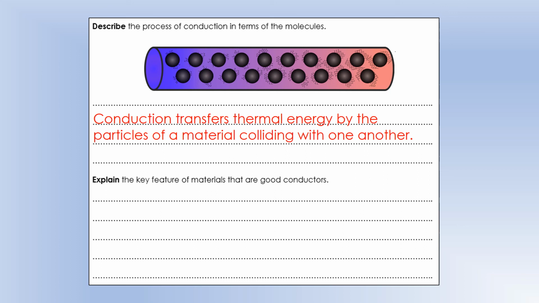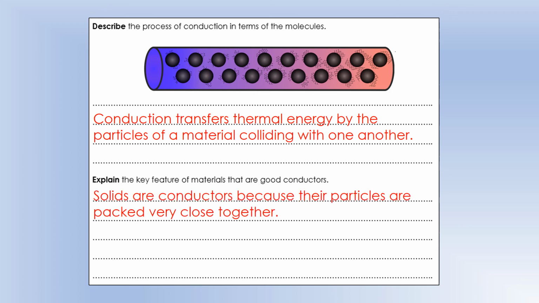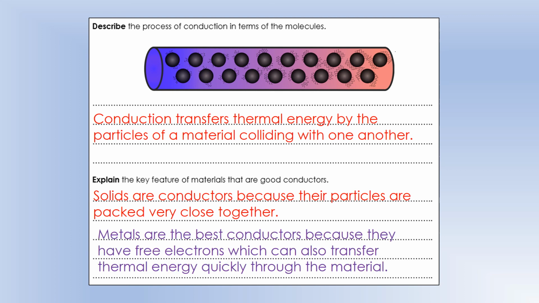So in terms of what makes a good conductor, first of all, being solid automatically makes you a better conductor because your particles are all packed closer together, so the energy travels faster through the material. And to make you even better than that, a metal tends to be a very good conductor, and that's because what makes metals special is they have free electrons, which can transfer the energy even faster there.